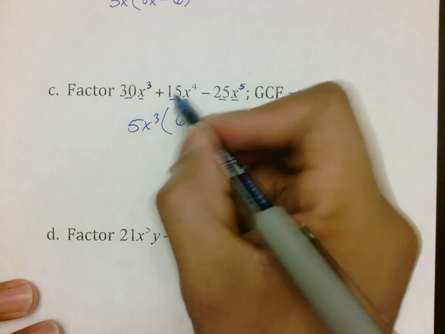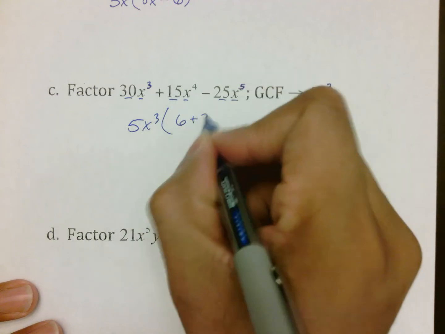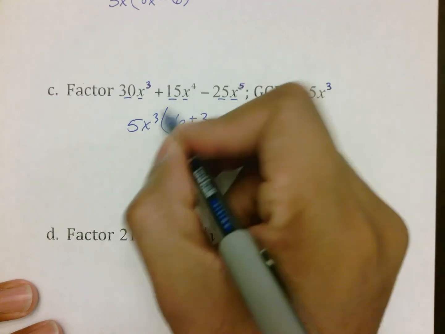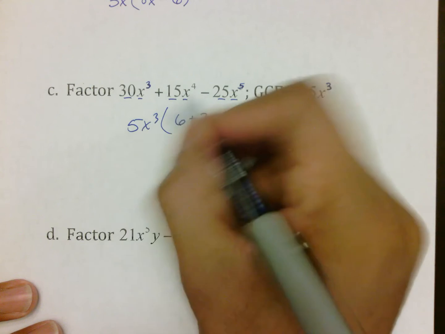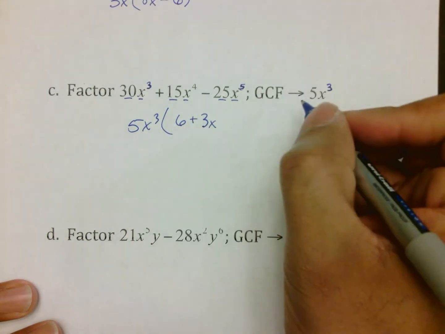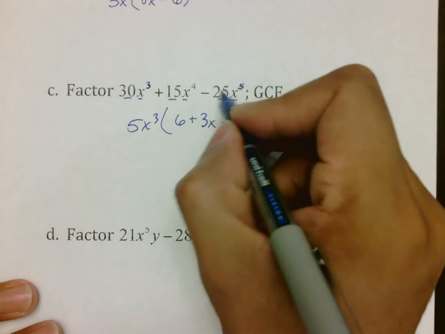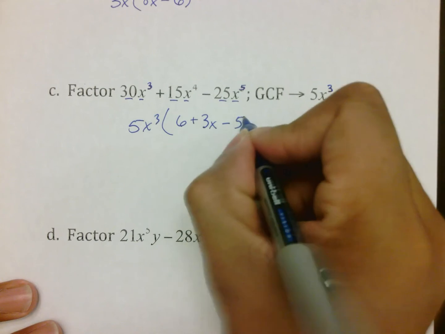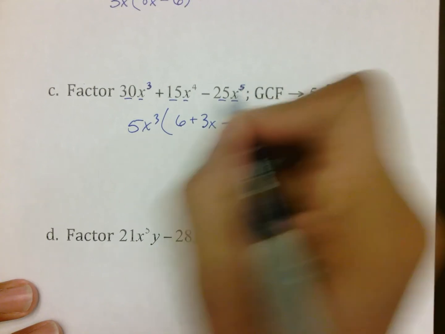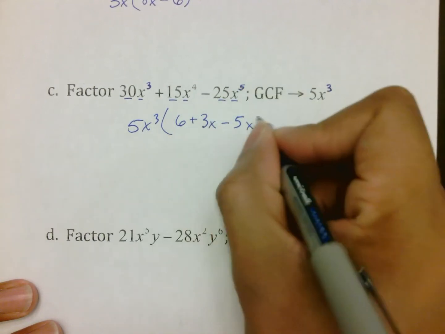Now you're on 15. 15 divided by 5 is 3. You had 4 x's. You took 3 off. Subtraction-wise, that is 1. Copy your minus. 25 divided by 5 is 5. Here I had 5 x's. I took 3 off. That leaves me with 2 x's.